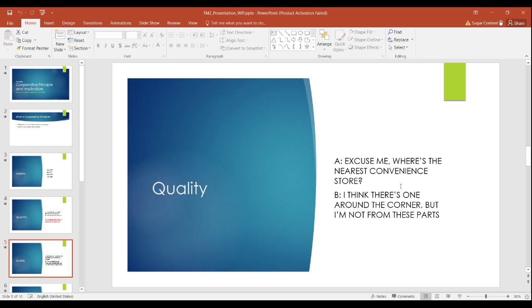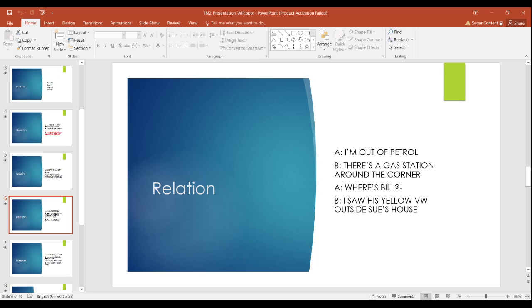Maxim of quality. As a speaker, we have to tell the truth or something that is provable by adequate evidence. As you can see from the dialogue, A is asking B, excuse me, where's the nearest convenience store? B replies with, I think there's one around the corner, but I'm not from these parts. B is telling the truth, but he can't really give 100% accurate information because he's not from this part. That is evidence.